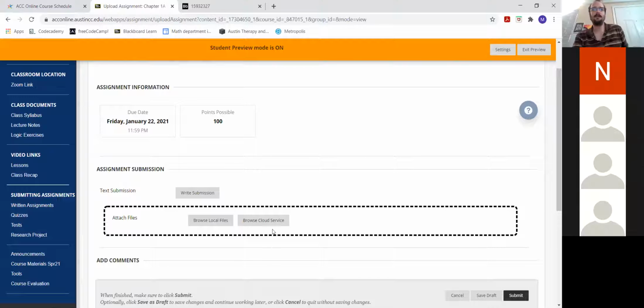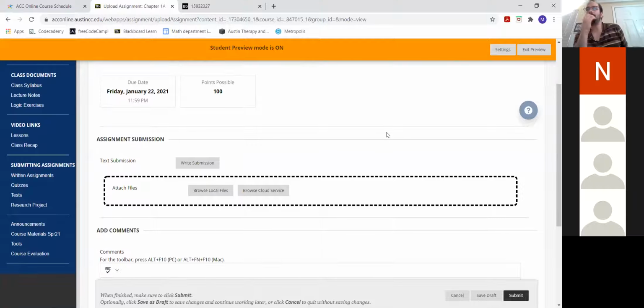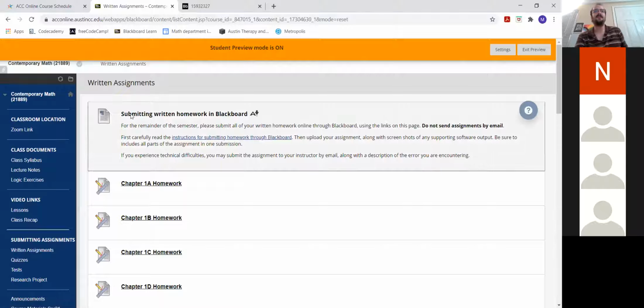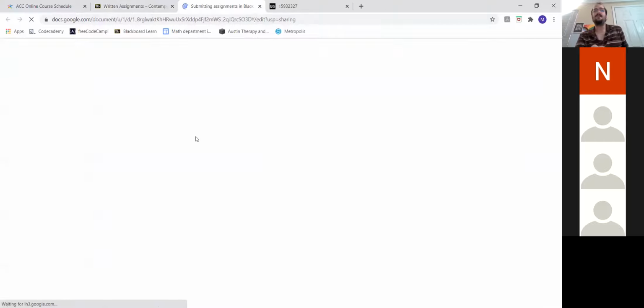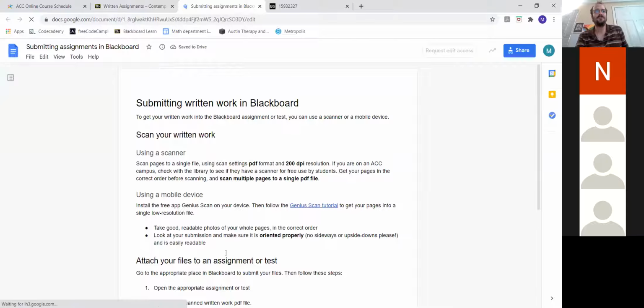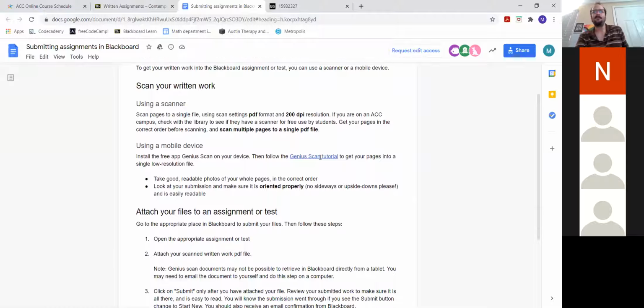Are we submitting a picture or retyping the homework? So the way to submit homework is on here: submitting written homework in Blackboard. It gives you instructions on how to do that. There's an app that they use called Genius Scan. If you don't have this app, it comes suggested on here. I would also highly suggest it. It is a really nice app. I've tried it out, and it does exactly what you need it to do for this class.